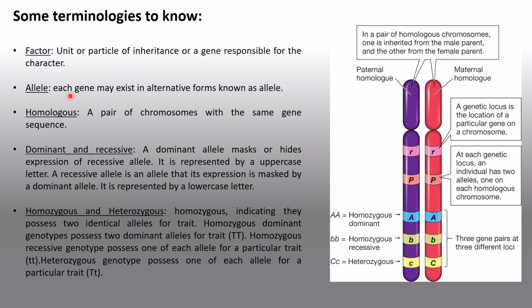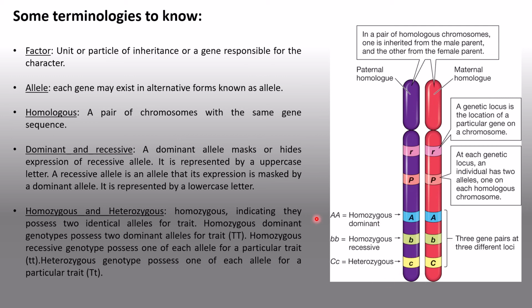Next, allele. Each gene may exist in alternative forms known as alleles. The alternative form of a gene is called an allele. Whatever alphabets you can see here are the genes, and these two pairs are called alleles. These are alleles, P and P. These are alternative forms.